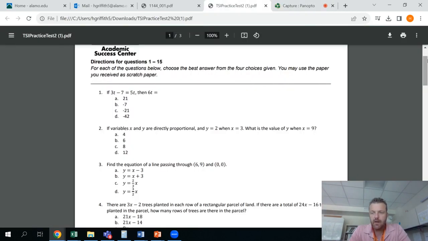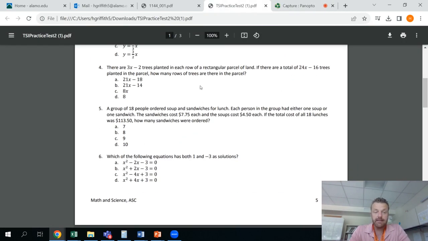So in this video, we're going to take a look at the next three questions from the practice test. The first question, problem 4, we're told that there are 3x minus 2 trees planted in each row of a rectangular parcel of land, and that there are a total of 24x minus 16 trees in the entire parcel. And what we want to find is how many rows are there in this parcel.